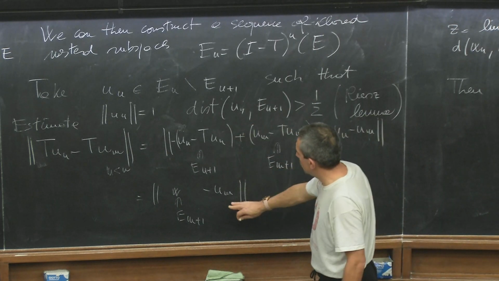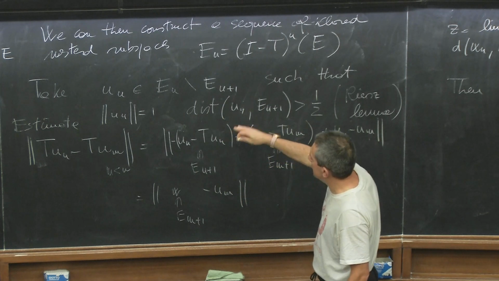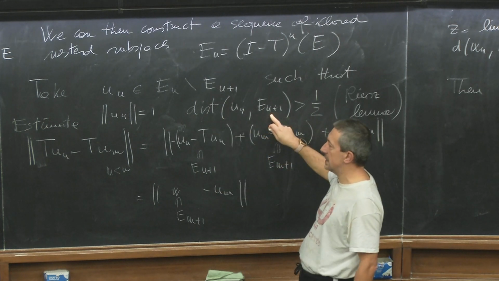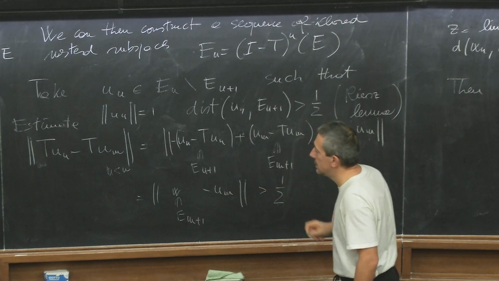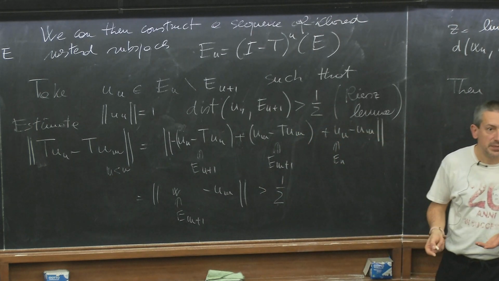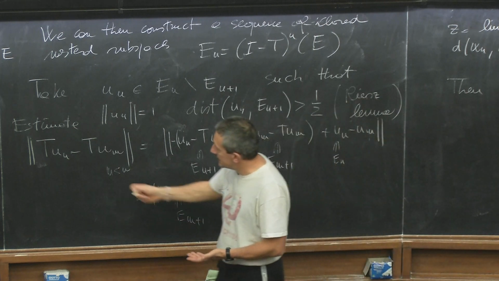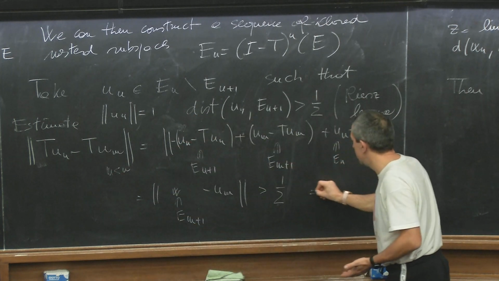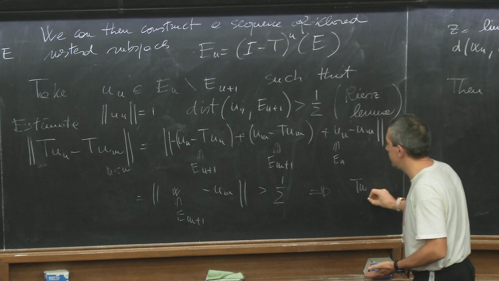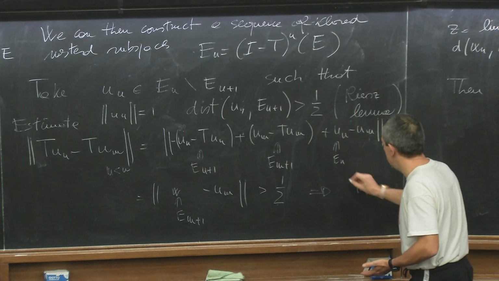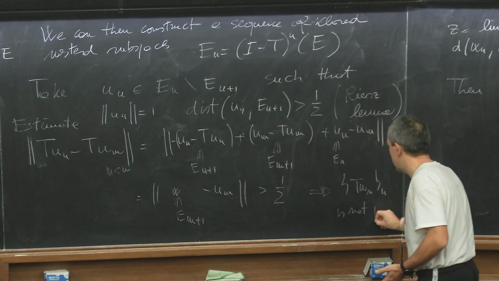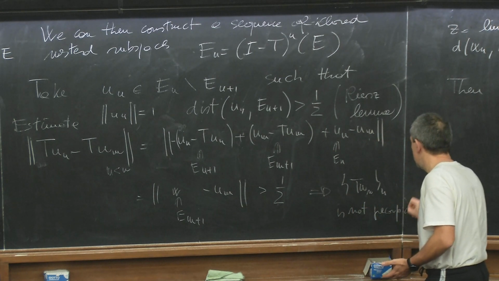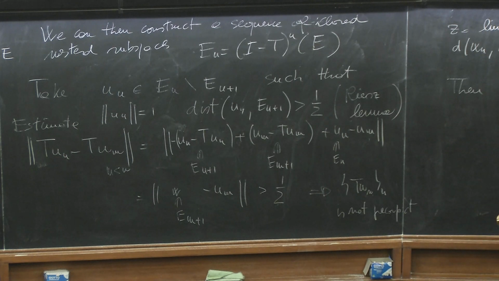Now we go back, so this distance is larger than, this norm is larger than the distance. So it's larger than 1/2. And that's a contradiction, because then the sequence of T u_n is not pre-compact. So it has no convergent subsequences. Okay.